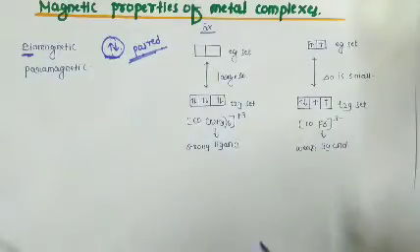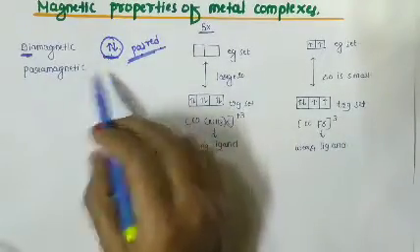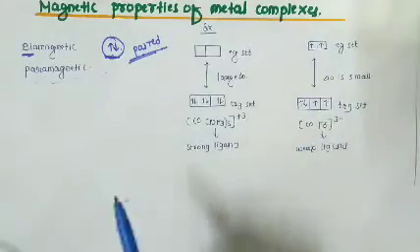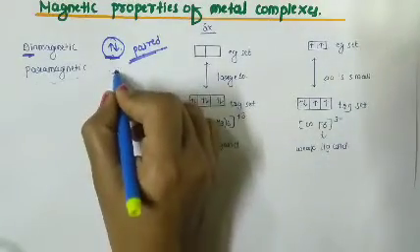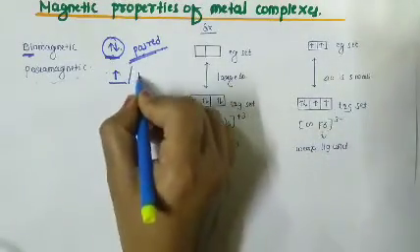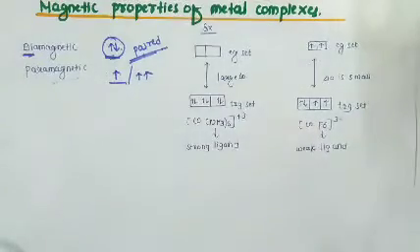And then comes the opposite formation of this, which leads to the paramagnetic property. Opposite formation means it contains one or more unpaired electrons.